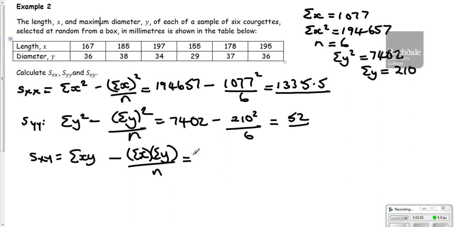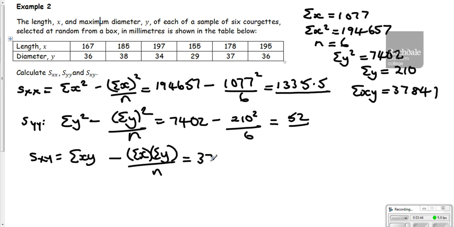So let's have a look at this one. The first quantity, sum of xy, means you multiply each x by the corresponding y and then add them up. So 167 times 36. Work that out. 185 add 38. And you can do this in brackets as you go along. So put that in brackets, add, multiply these two in brackets, add, multiplying those two in brackets, and so on. And if you do that, sigma xy, I got 37841. So check if you get that.